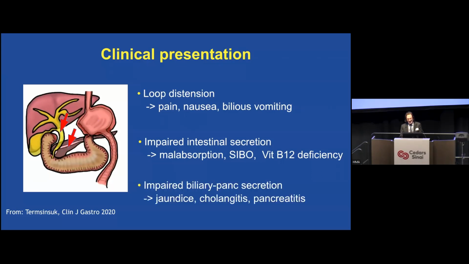And then if the pressure backs up into the bile and pancreatic ducts, well, then we have impaired biliary and pancreatic secretion. And that in turn can result in jaundice, cholangitis, even pancreatitis.